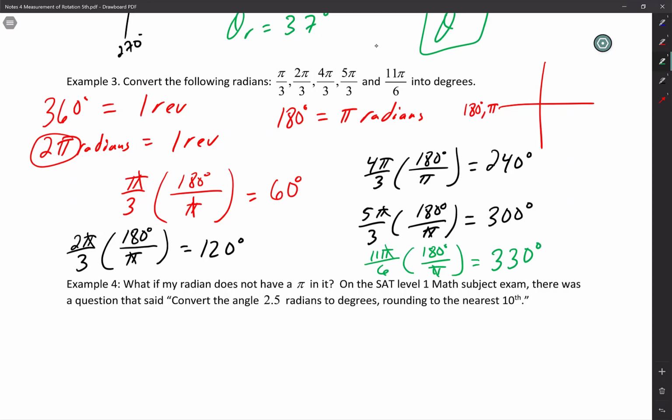Someone in first period said, can I just replace pi with 180, like immediately? Yeah, that's fine. You can do that, but it won't always work. But yeah, you can do that.